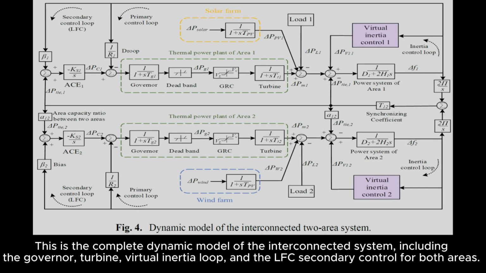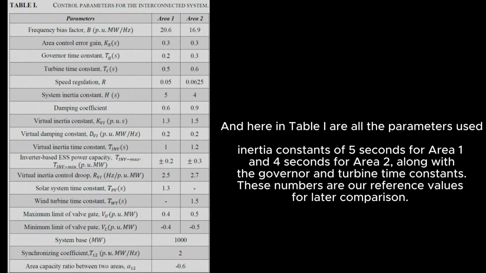This is the complete dynamic model of the interconnected system, including the governor turbine, virtual inertia loop, and the LFC secondary control for both areas. And here in Table 1 are all the parameters used: inertia constants of 5 seconds for area 1 and 4 seconds for area 2, along with the governor and turbine time constants. These numbers are our reference values for later comparison.